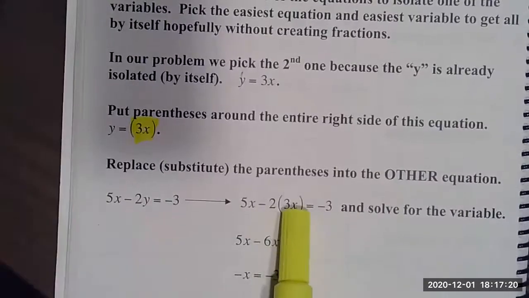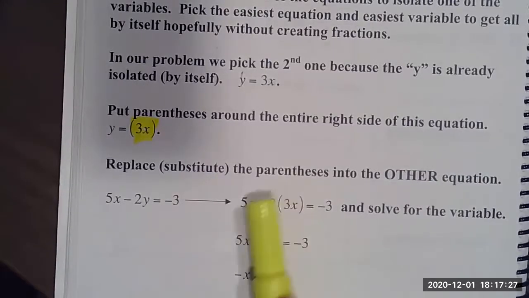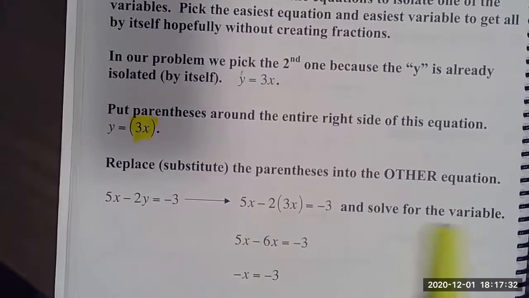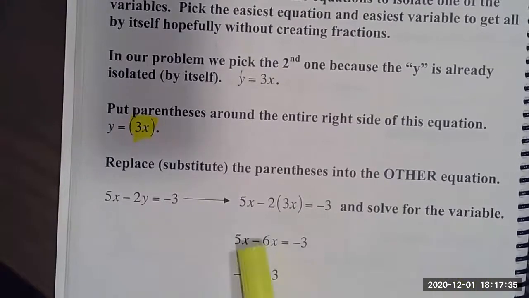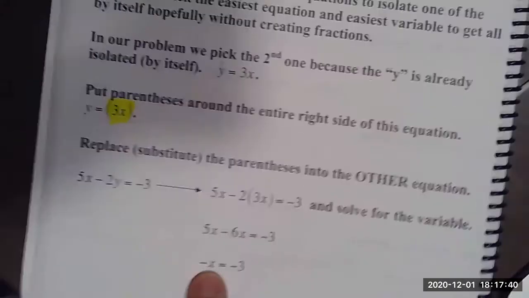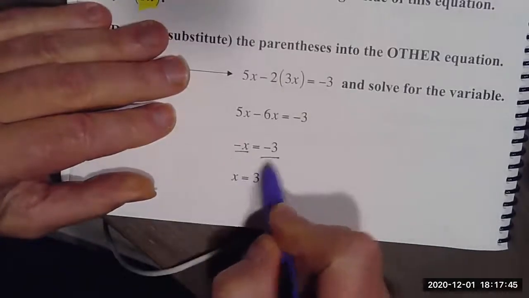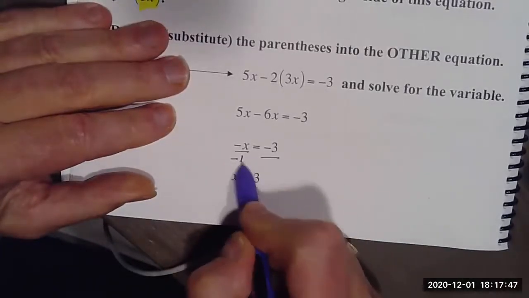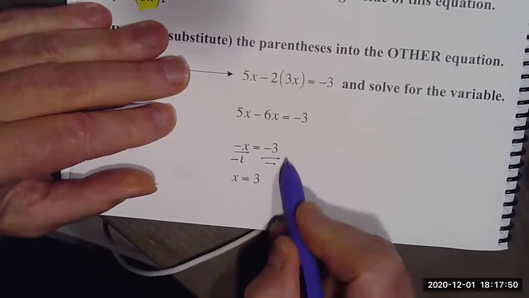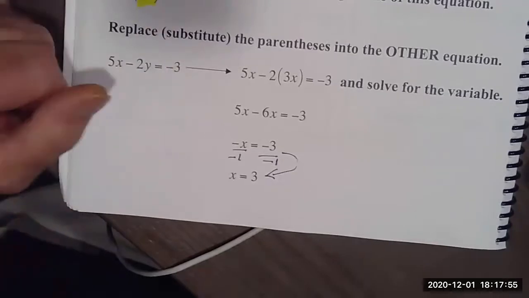Right, so I got 2x subtract 2 times 3x. That used to be y right there, 2y. So 5x minus 2 times 3x equals -3. Now solve for the variable. Solve for, in this case, the x. All right, combine like terms. -x equals -3. Get rid of the negative. So getting rid of the negative means you divide or multiply by -1. So then you get x equals 3. Yay. That's half of the answer, by the way.